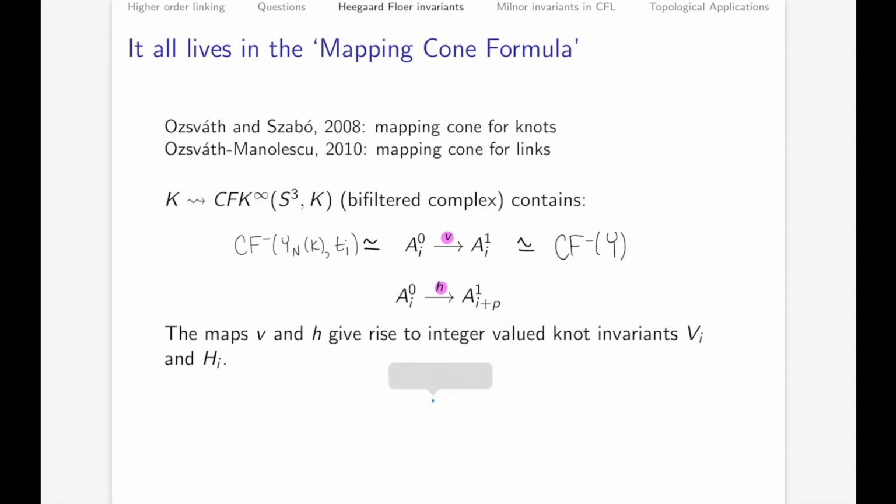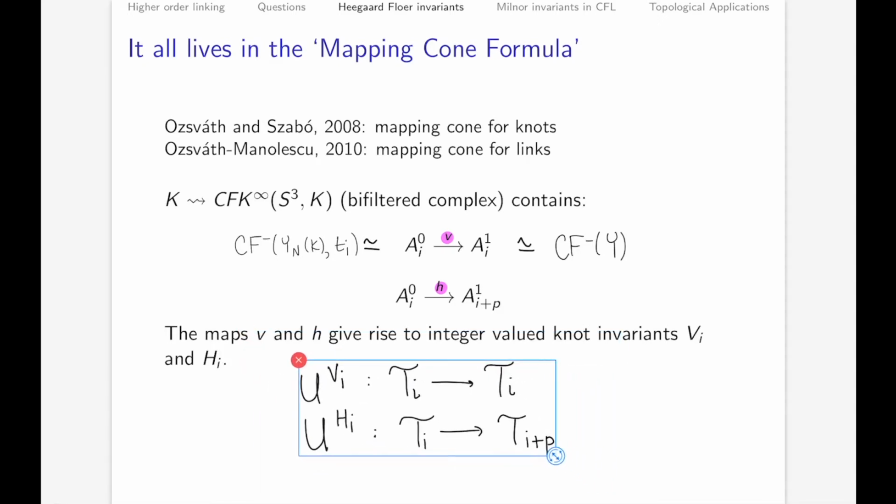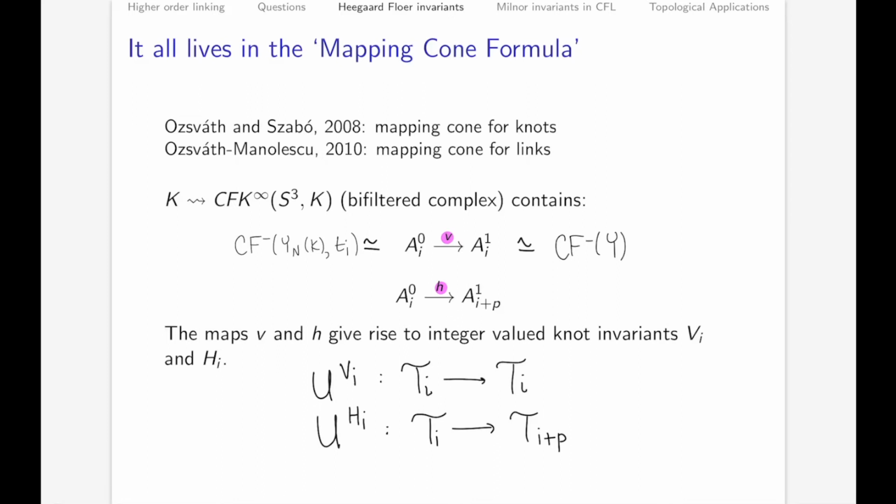And so you look at the map that goes between these towers, and this is an endomorphism of a free F adjoin U module, which means it has to be multiplication by U to some power. So you go and you find what that power is. It's a non-negative integer, VI or HI, and this is how you define those numbers, V plus, which we were talking about before, or H plus. This is essentially how you define the H function in our language. There's a similar story for links, but I'm not going to try and write it down. Just keep in mind that it's analogous to the situation for knots.